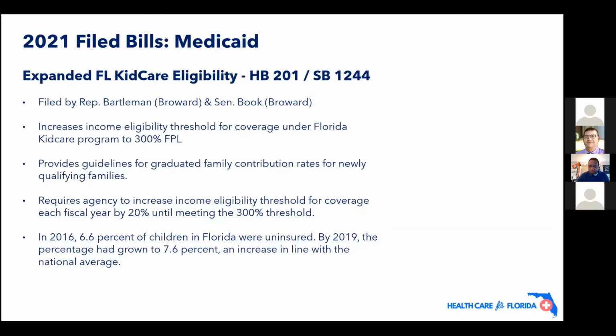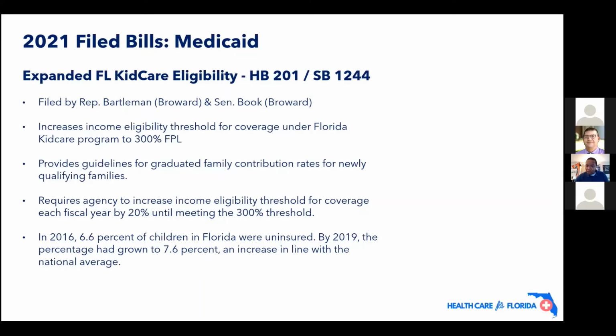Now, the bills actually increase eligibility to include children and families making up to 300% of the federal poverty level. But I think the bill does it in an interesting way in that that eligibility threshold would grow incrementally over the years at about 20% annually until we're at the 300% threshold. Now, these bills also provide guidelines to determine the family contribution amounts for those families that would be newly qualified. So for some families at certain income levels, there would be the expectation that they contribute a small premium amount. And I think that's a setup that currently exists.